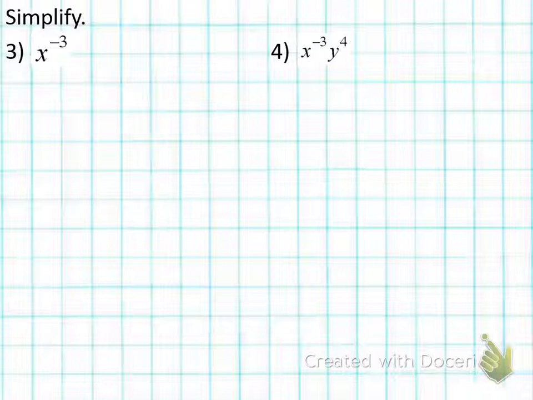So number 3 is on the board, x to the negative third power. I want you to think about what property you're going to use, and then write your answer and box it, and then show your neighbor just to make sure you get the right answer. Okay, go. I'll give you 30 seconds.